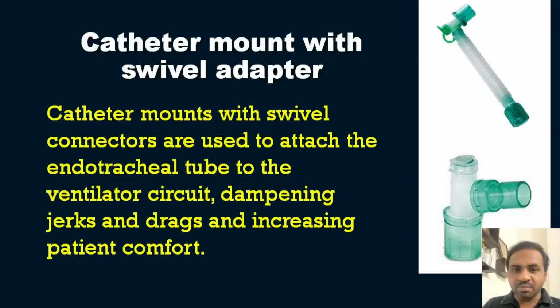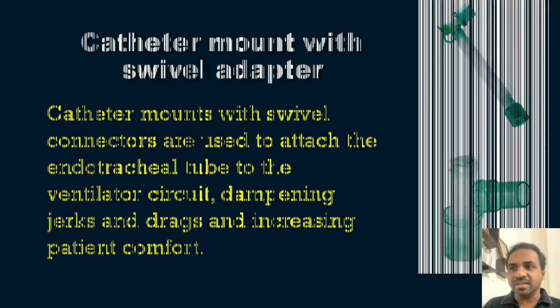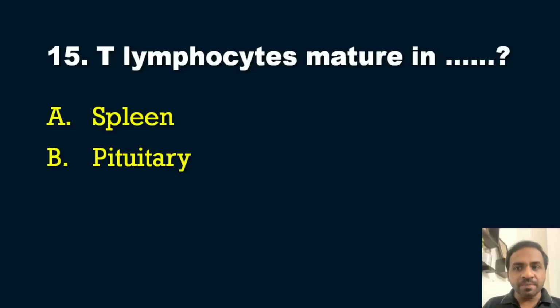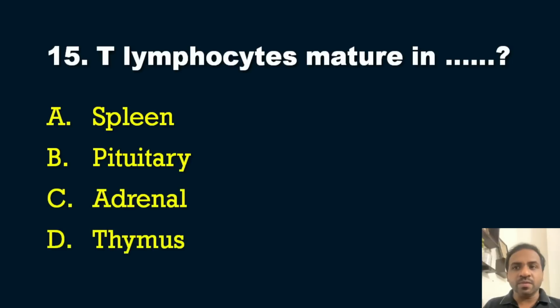Now we can move on to the very last question in the series. The question is, T lymphocytes mature in dash. We have B lymphocytes and T lymphocytes, which are produced in the bone marrow. So where do T lymphocytes mature? The options are option A, spleen, option B, pituitary, option C, adrenal, and option D, thymus.